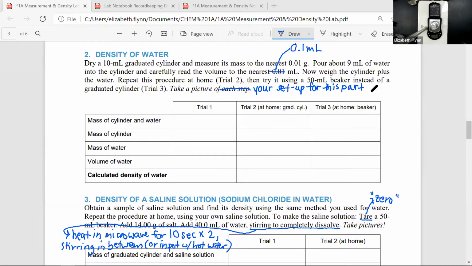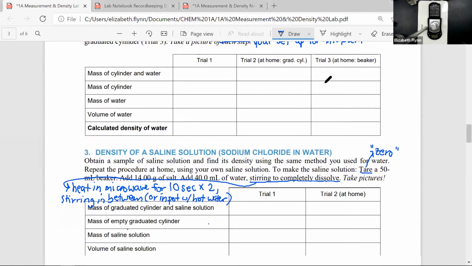All right, everyone. So that's what we do for part 2. Just make sure that you take a picture of your setup for this part so that you can include it in your submission for your lab. All right. Now we'll move on to part 3.